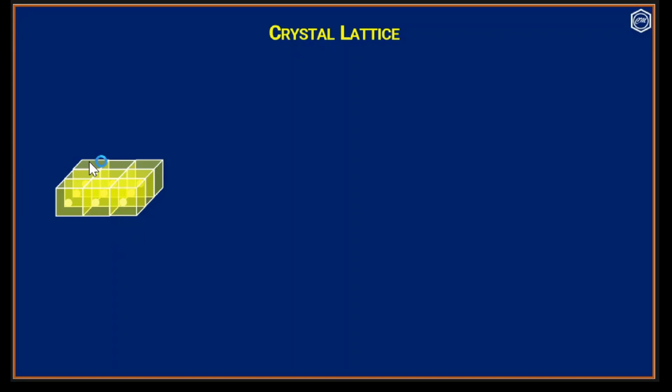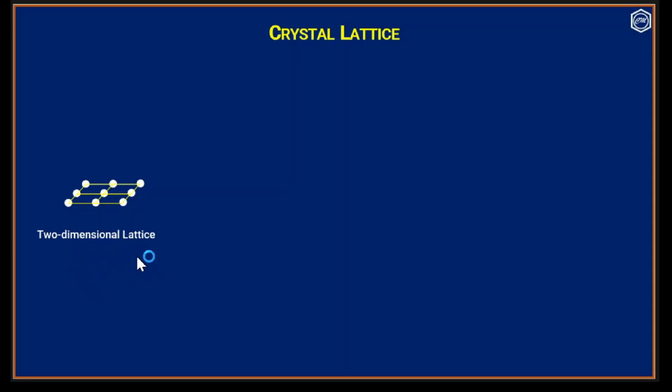Now what I am doing is, I delete the transparent cubes one by one, keeping the central point. So first one, second one, third one, etc. All the cubes are deleted. Now I got certain points. I join these points by means of straight lines. And this arrangement is a 2-dimensional lattice.